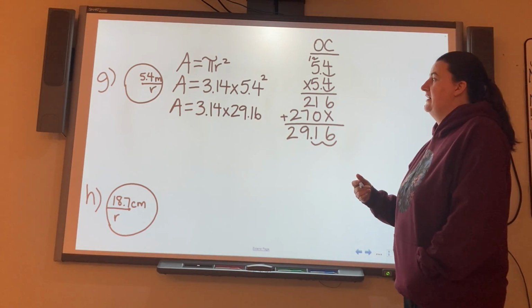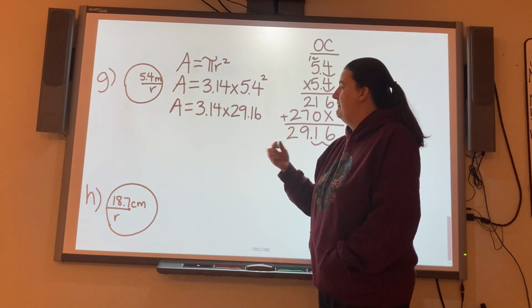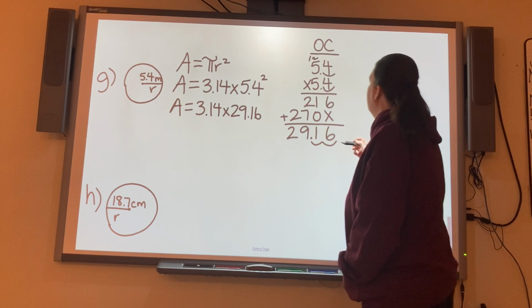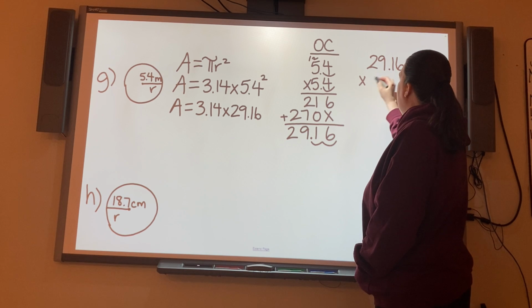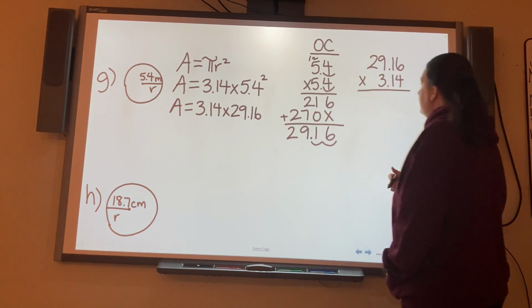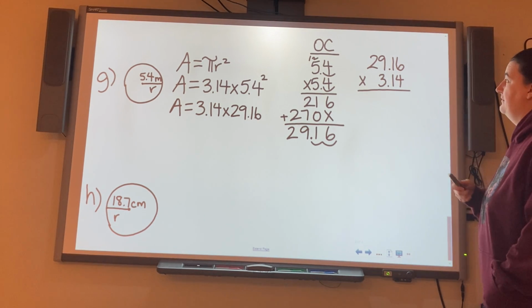Now remember, we've worked on this before. It's a quick trick. When you're timesing, put the number that has the most digits, the longest number, the bigger number, on top. So I'm going to put the 29.16 and then the 3.14 on the bottom. Now don't forget, you don't have to line up the decimals when you're timesing. It just worked out that way for this one.